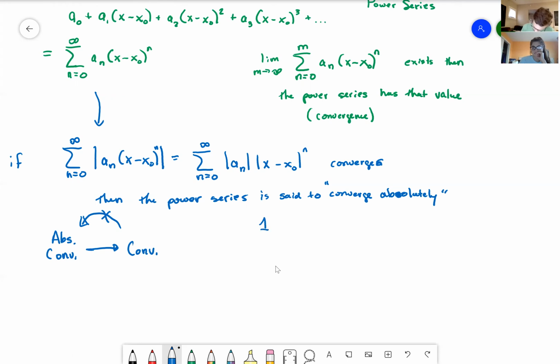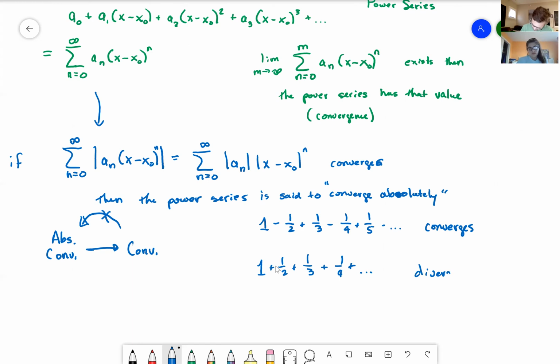Calc 2, for example, 1 minus 1/2 plus 1/3 minus 1/4 plus 1/5. This converges. It took a little work to show that it converges, but it does. Well, it didn't take really that much. However, 1 plus 1/2 plus 1/3 plus 1/4 diverges. So the associated series that has only positive terms diverges. This was called the harmonic series, and it's an important one to know about because it's sort of the archetypal example of a series that looks like it should converge but doesn't.